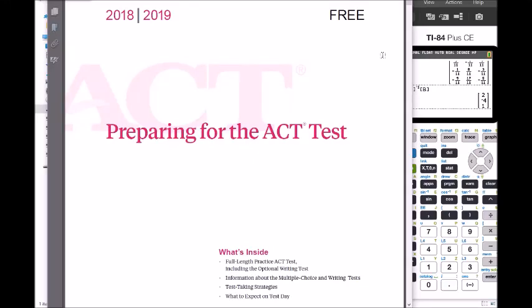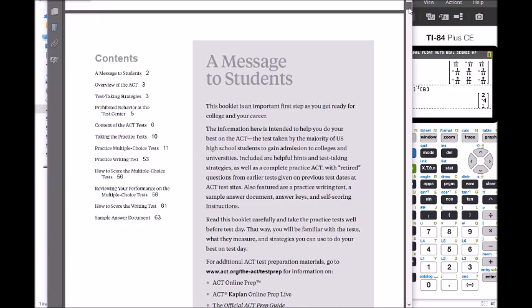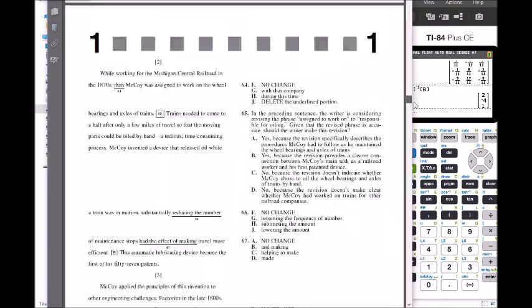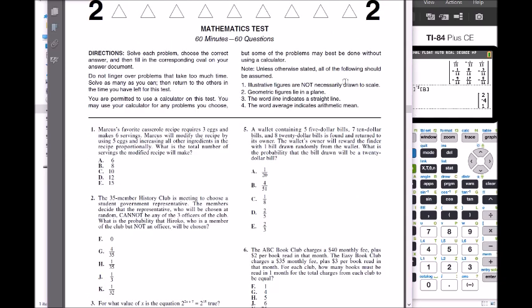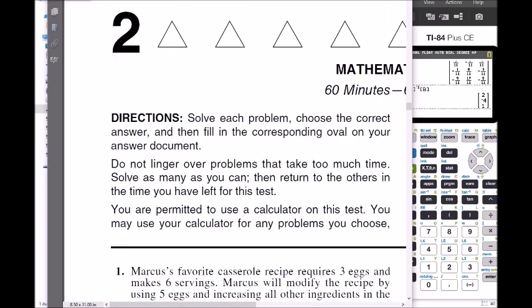Hello, I'm going to go over the math section on the ACT practice test, the 2018-19 version. So it looks like this. You can print this out from the link that I posted under the video. And math is in section 2, 60 questions for 60 minutes. Okay, so let me enlarge this so it's easy for you to see.